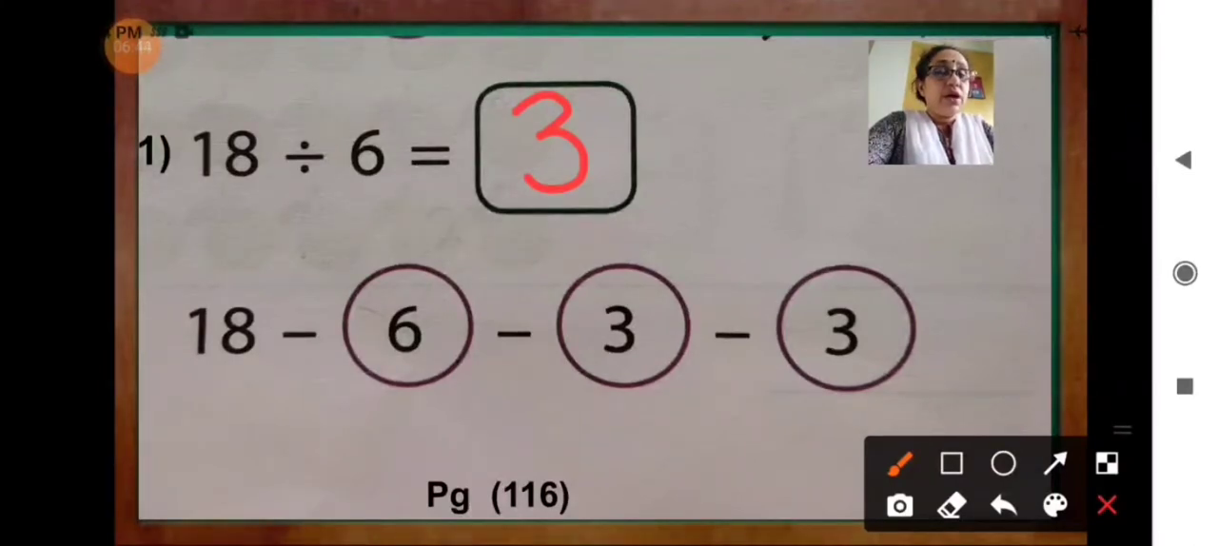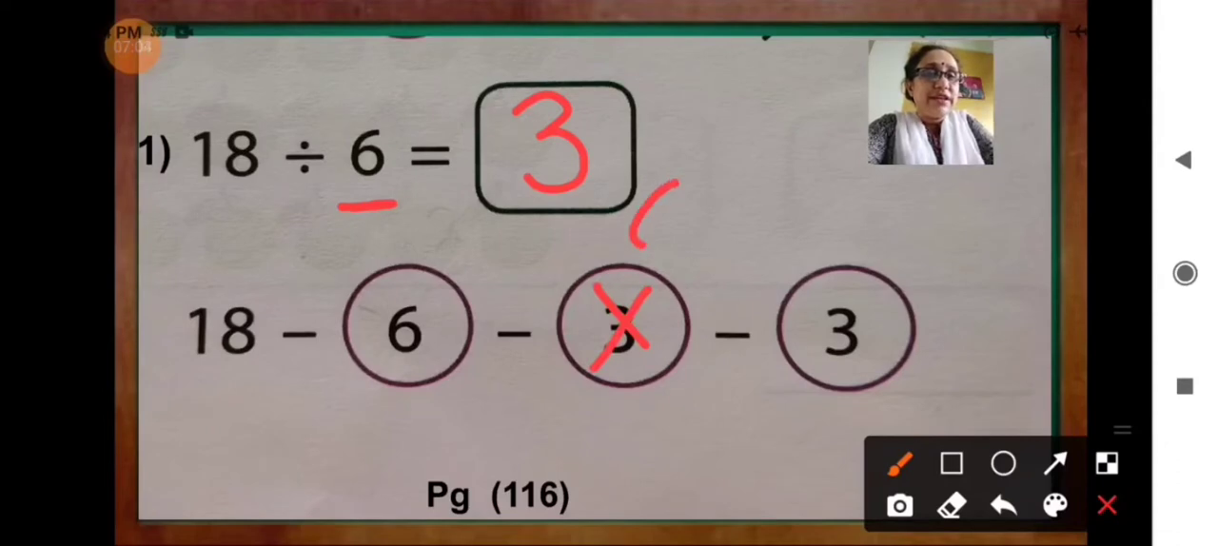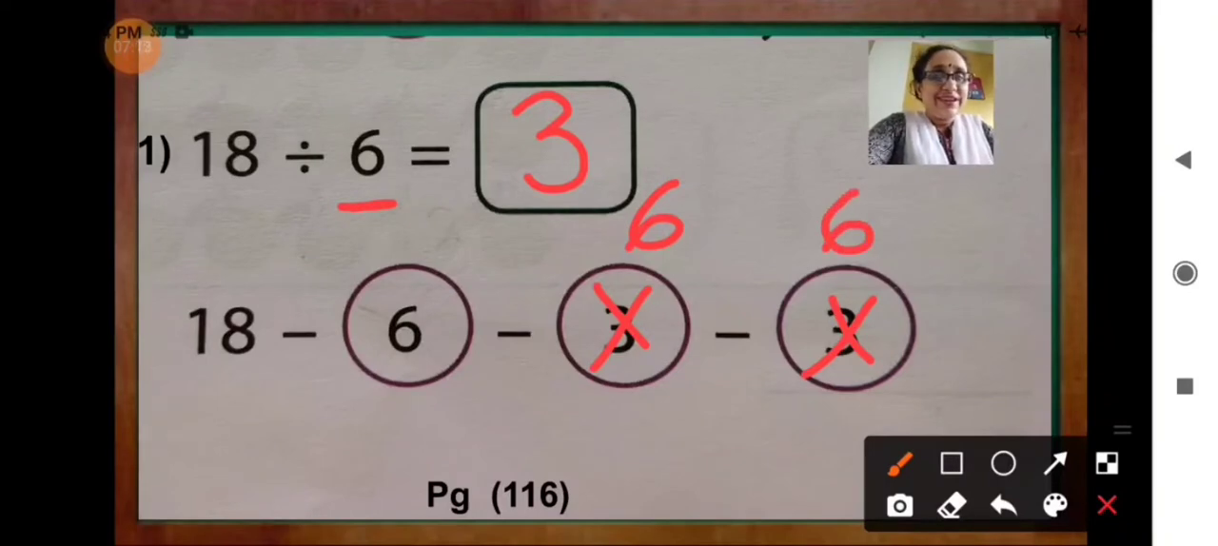Okay. Now 18 minus 6 minus 3 is written. Now what we have to do? How many times this 6 has to be here? 3 times. So what we will do? Cross it. Write 6 here. Then again put a cross and write 6 here. Okay. Now you can see 3 times 6 is there. Finished? Okay.